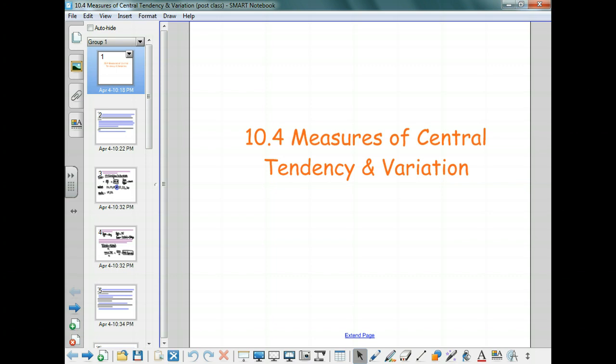If you've started some of the homework, that's great. You certainly didn't need to, but they're going to have some different cases where you're going to have to think about what makes the most sense to talk about in this particular situation, the mean, the median, and the mode.